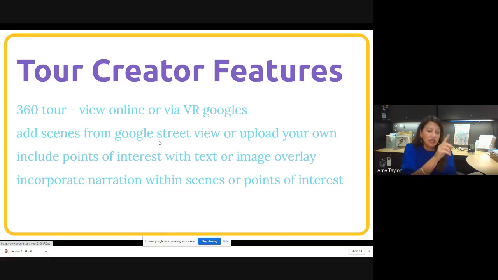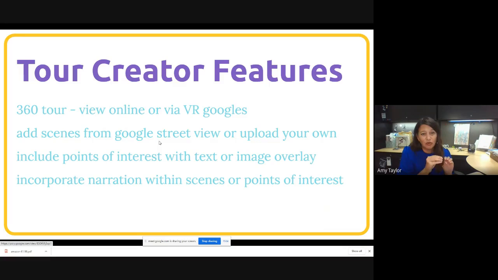So the features of Google Tour Creator, though, are that it creates basically a 360 tour, much like a Google Expedition, which I'll talk about here in a minute. And you can use a Google Tour made on Google Tour Creator with VR goggles or with VR headsets, but you can also view them online. You can add scenes from Google Street View or from photos that you upload yourself. You can include points of interest where you just type in text that describes those points, or where you overlay an image on top of it. And you can incorporate some narration into the scenes and into the points of interest.